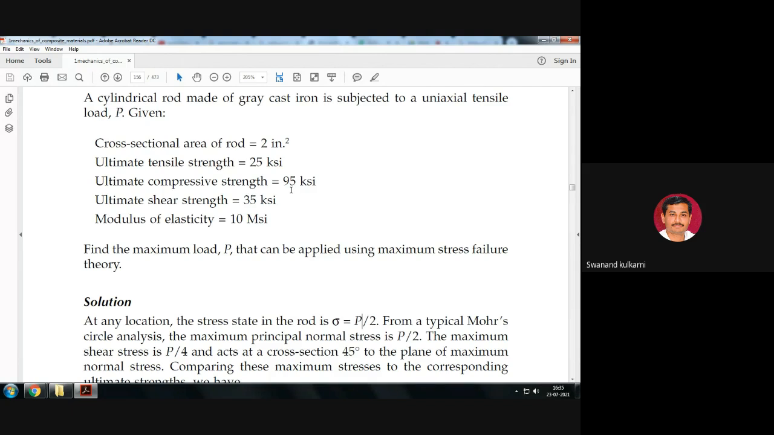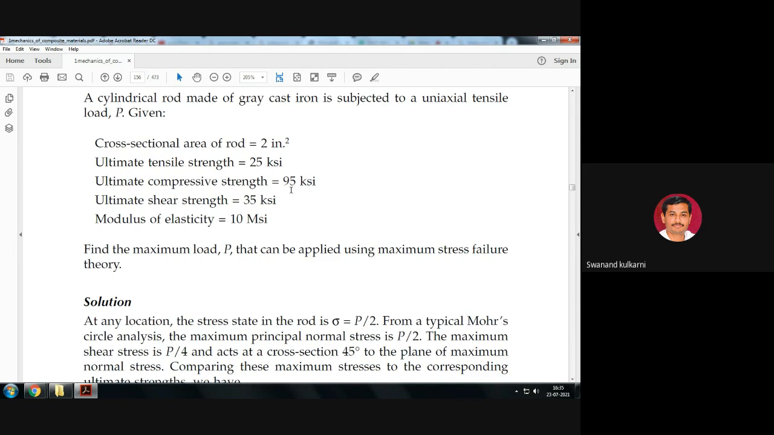The additional values which I have provided here: the cross sectional area of the rod is given to be a 2-inch square. Normally we use mm, but we can understand that there is a relationship between mm and inch. 25.4 mm is 1 inch. So here near about 50 mm square, that will be the cross sectional area of this rod.